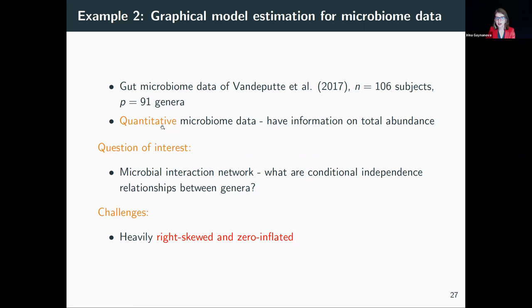And the question that we are asking is: what are the conditional independence relationships between genera? In other words, we want to estimate the conditional independence graph corresponding to these 91 genera. The challenge here is that because this is microbiome data, it is heavily right skewed and it is heavily zero-inflated.